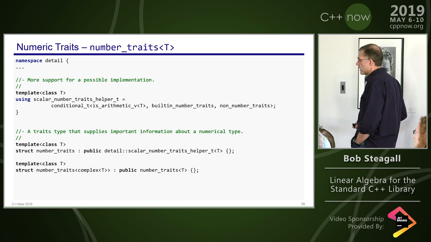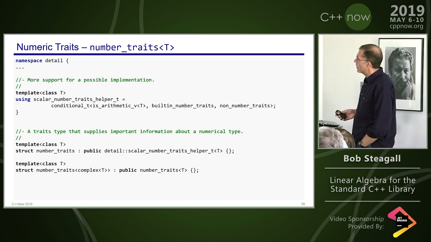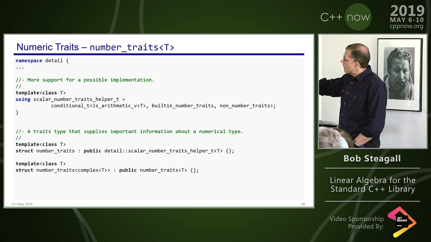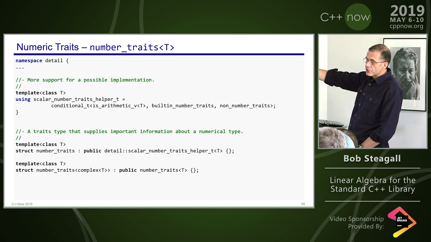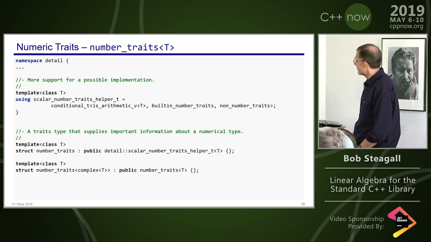Inside the detail namespace as well, I create a little parameterized helper alias, which looks at the type T. And if it's an arithmetic type, it returns the type built-in number traits. We're using std::conditional here to, in effect, return the type. If it's not a built-in arithmetic type, it returns the type non-number traits.